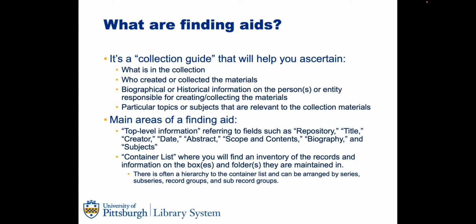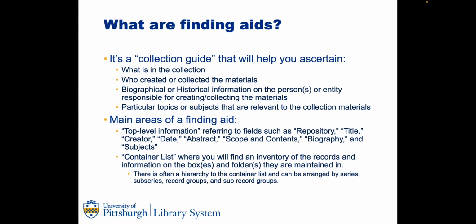I will refer to two main areas of the finding aid. The top-level information refers to fields such as repository, title, creator, date, abstract, scope and contents, biography, and subjects. And this information is intended to give you a holistic view of the collection itself.